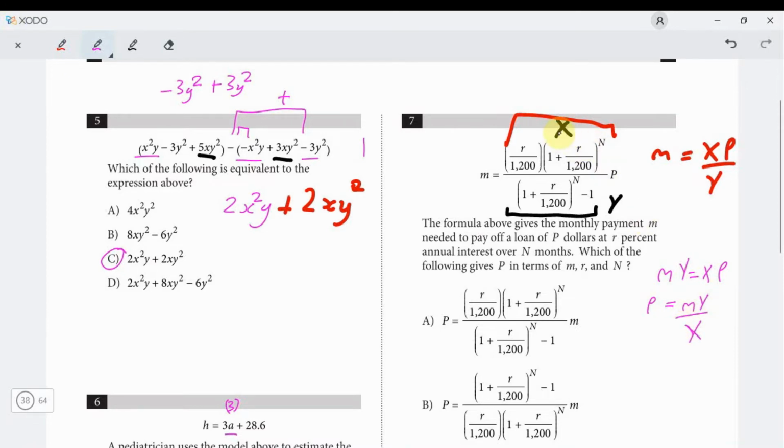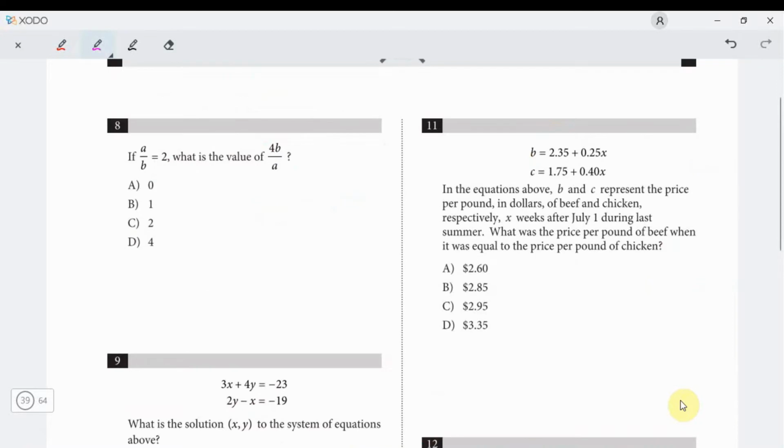So what's in the numerator here becomes the denominator, and what's in the denominator becomes the numerator, multiplied by m, of course. So the denominator here is 1 plus r over 1200 to the n minus 1, and the numerator becomes the denominator. That's all they're asking. So that wasn't that bad.